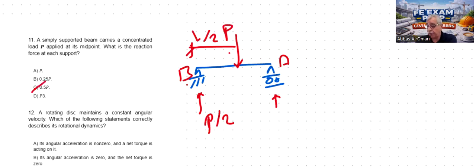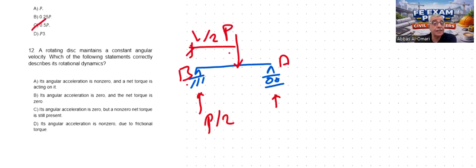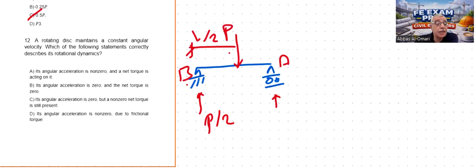The next question: a rotating disk maintains a constant angular velocity. Which of the following statements correctly describes its rotational dynamics? So the disk is rotating at a constant angular velocity. Rotation happens because of torque. Now, because it is rotating at a constant angular velocity, its angular acceleration is 0.